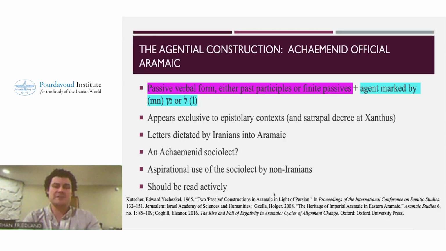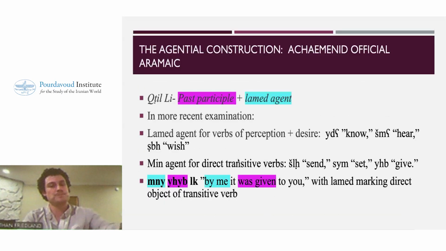Kutscher noted the absence of agentials in the Aramaic copy of the Bisitun inscription and attributed this to its early date, before the Iranian agential could enter Aramaic syntax. It's more likely, however, that Darius Bisitun Aramaic doesn't employ agential constructions because it derives from the Babylonian rather than Old Persian copy of the Bisitun inscription. Without an exhaustive survey, I can't say much about the other Aramaic sources from the Achaemenid Empire. However, at the moment it appears that the agential construction occurs extensively in formal epistolary correspondence and almost nowhere else.